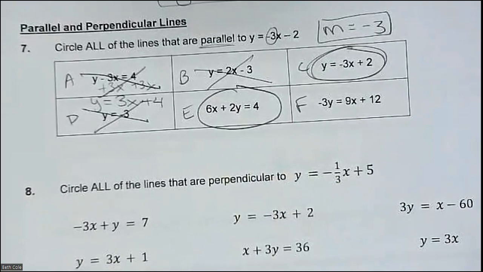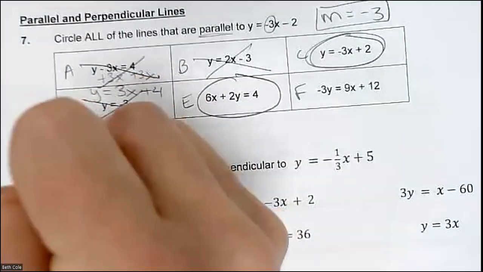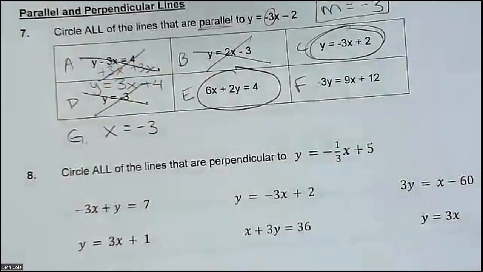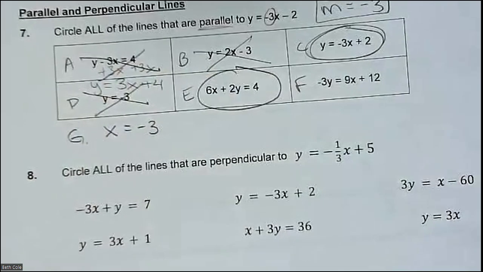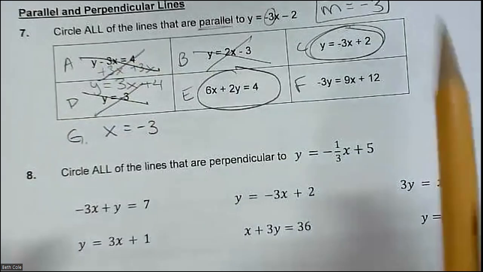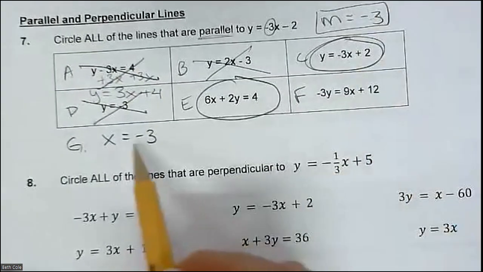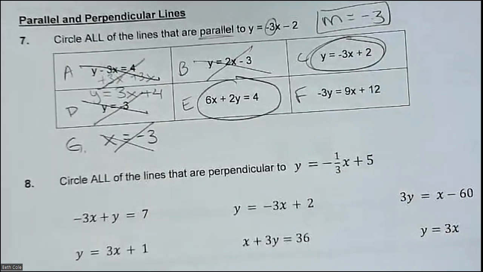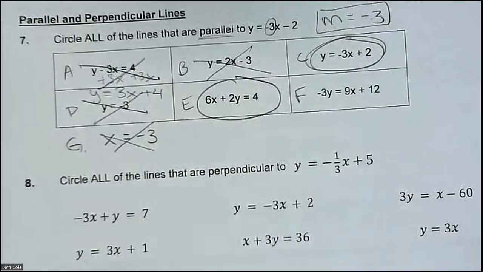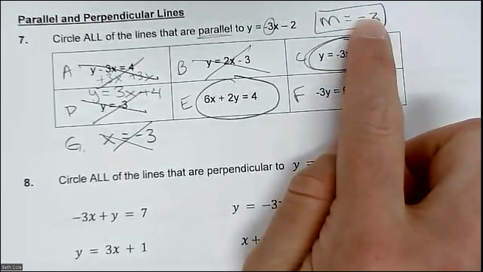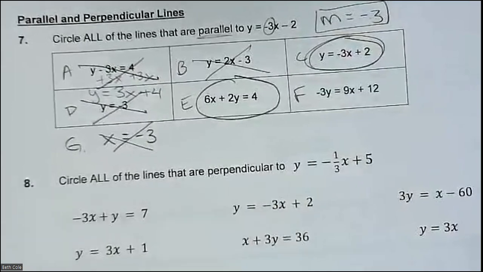You would not. Oh, that's a really good question. Let me put G on here. Let me make up another one. Say it was x equals -3. If it's x equals, what kind of line is that? Vertical. What's the slope for vertical? Undefined, not -3. So we would not want that either. Correct. Well, unless it says the slope is 0 or undefined, but correct. You just wouldn't want those ones.